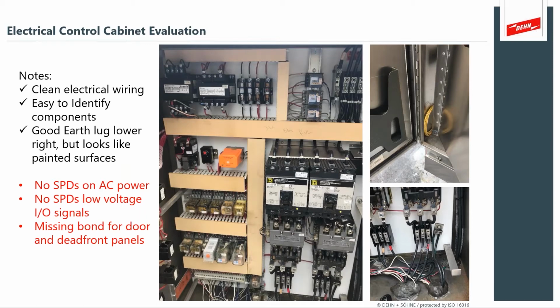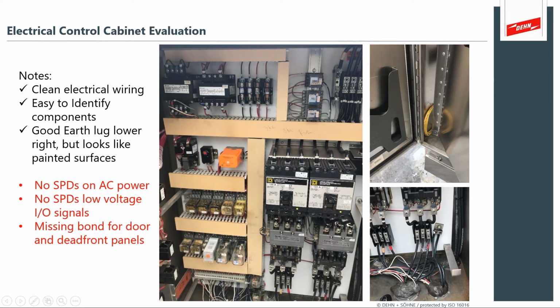So when you're looking at your panel, you're a panel operator and you have these panels across your site, it's important to evaluate your system. And you want to look for things like clean electrical wiring. Check. You can do these inspections literally every day. You can go through your site, you're doing your preventive maintenance. Is it easy to identify your components? Check. Is there a good earth lug in the cabinet?